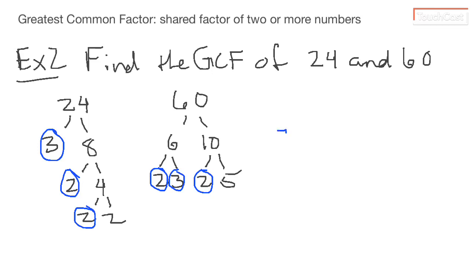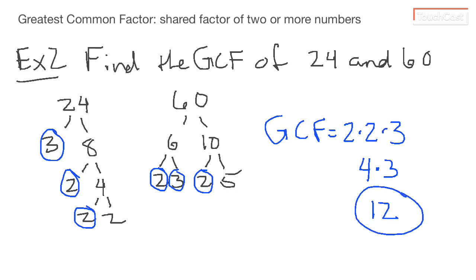So our GCF, greatest common factor, is going to be 2 times 2 times 3. Well, 2 times 2 is 4, and 4 times 3 is 12. So 12 is the greatest common factor of 24 and 60. It's a number that's smaller than both 24 and 60, but it's the biggest number that goes into both 24 and 60.